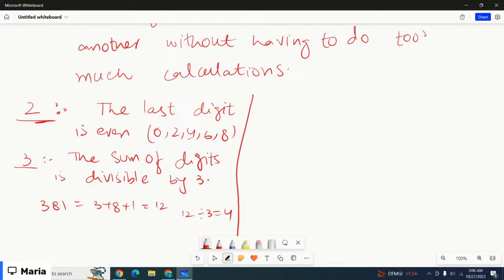If you have any question, please write it down in the chat box. I don't get your question. Can you please write down the question again? So the divisibility rule for 3 is that the sum of the digits must be divisible by 3. You can see 381. I just added the digits 3 plus 8 plus 1, that is 12. And 12 divided by 3 equals 4.